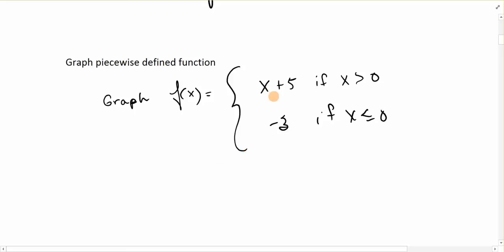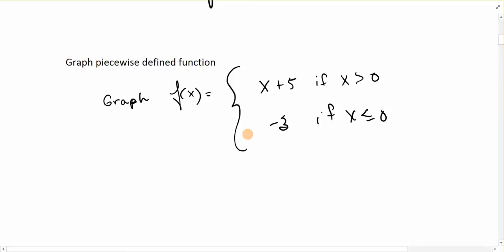So it is a line, x plus 5, for every place where x is greater than 0. So all the positive x's would be on this line. What kind of line is -3? What does that look like on the graph? Y equals -3. What would that look like? A horizontal line, right? So for everything where x is less than or equal to 0, you've got this horizontal line. So you're going to have this piece and a piece.